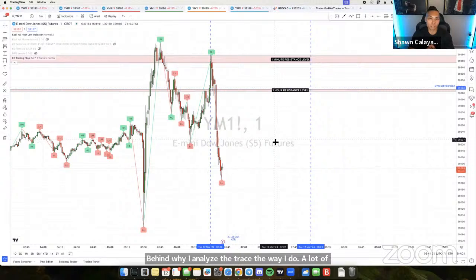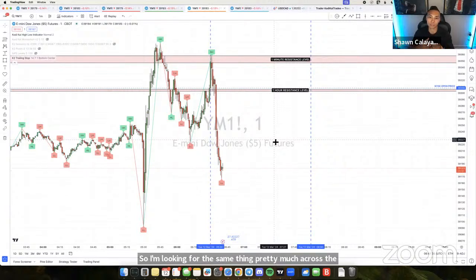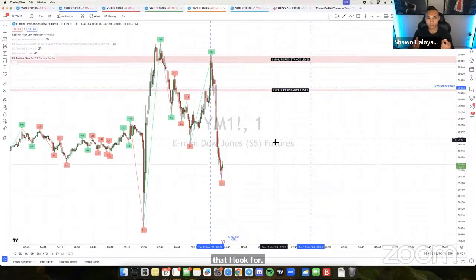You can trade whatever you like, on whatever time frame you like. You just have to understand what I'm looking for, because I'm looking for the same thing pretty much across the board. There's a couple main things that I look for. I look for a reversal pattern, which is basically a double body, double wick. That's usually one of the confluences I typically look for.